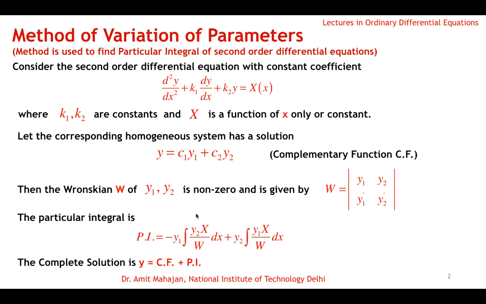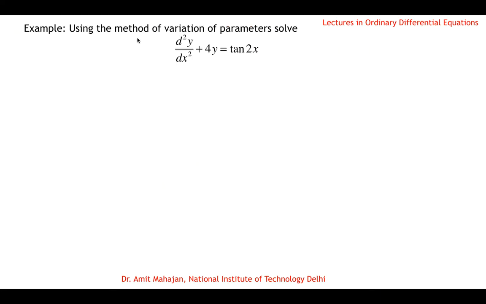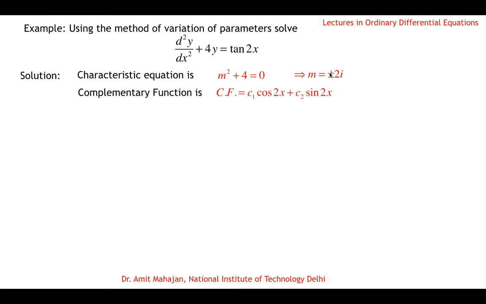Say, for example, using the method of variation of parameters, solve this differential equation. It's a second order differential equation which is non-homogeneous because of the right hand side and with constant coefficients. First we can find the characteristic equation, roots and complementary function. The characteristic equation is m square plus 4 equal to 0, so there will be two roots. M is equal to plus minus 2i, which is a complex pair, so we can write the complementary function as c1 cos 2x plus c2 sin 2x. The real part of this complex root is 0, so e raised to the power 0x is 1.